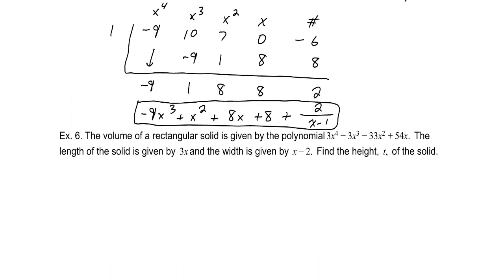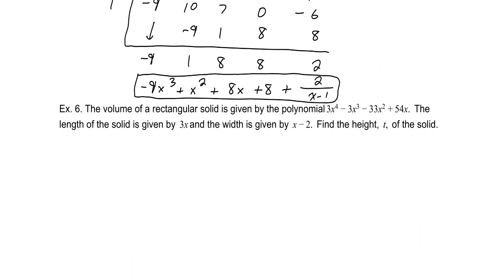Alright, our last question in this section. The volume of a rectangular solid is given by this polynomial, 3x to the fourth minus 3x cubed minus 33x squared plus 54x. And it says the length of the solid is given by 3x, and the width is given by x minus 2. Find the height of the solid. Alright, so what we're actually trying to do, okay, we have volume equals length times width times height, and they're actually using t for height. I'm going to keep an h there. So rearranging that, what we're actually trying to find is height.